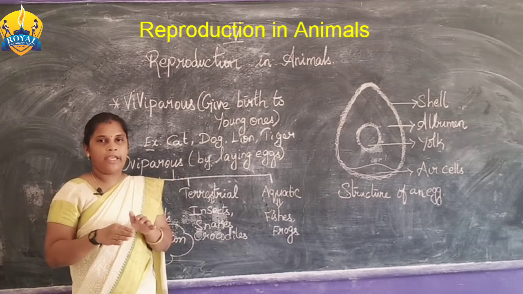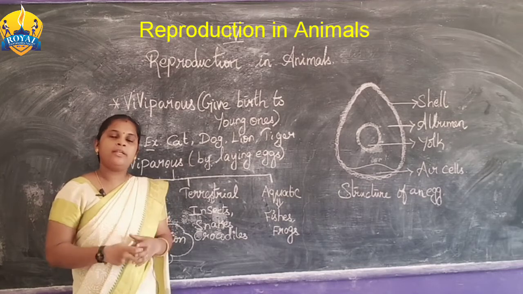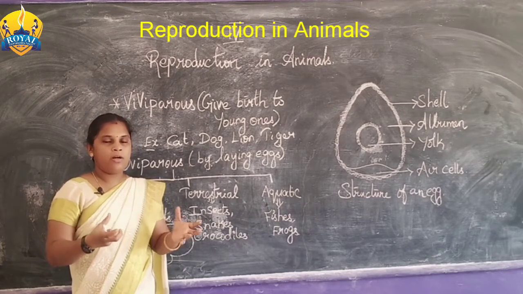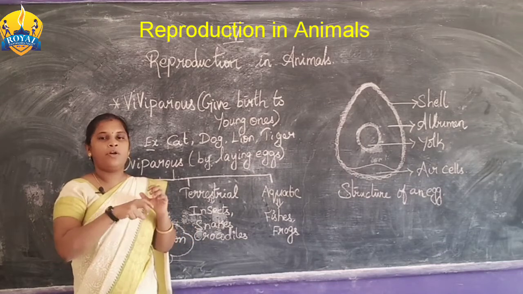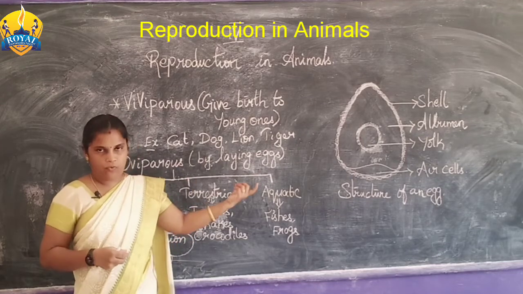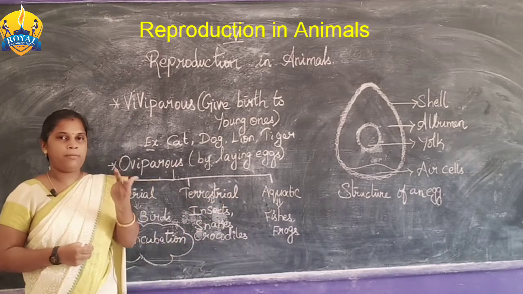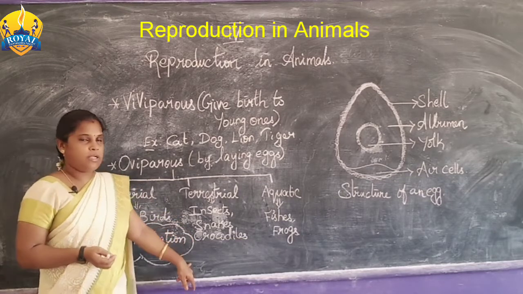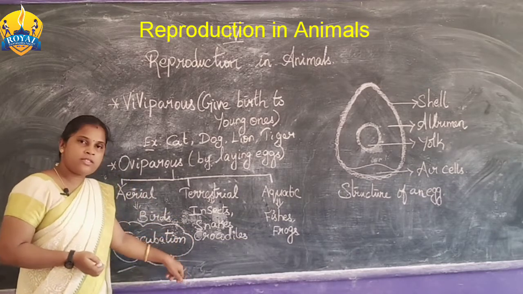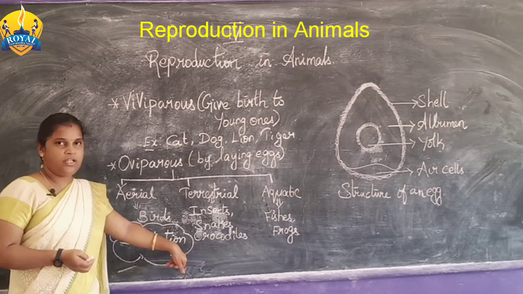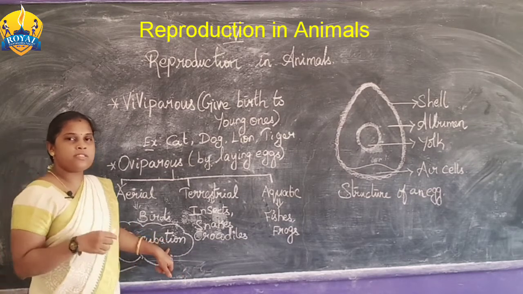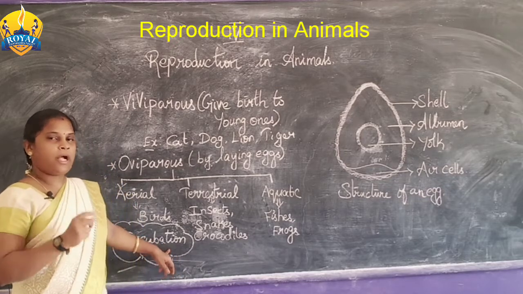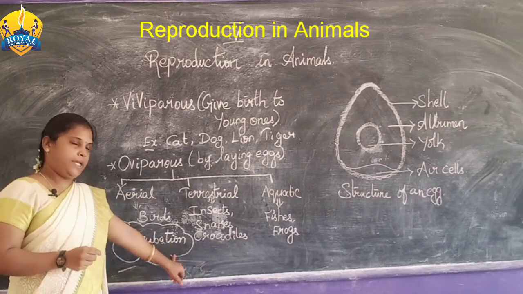They will sit on the eggs for a few days to keep the eggs warm. Only then will the baby birds come out of the egg. That process is called incubation. Incubation is the process by which baby birds come out of an egg under warm conditions.